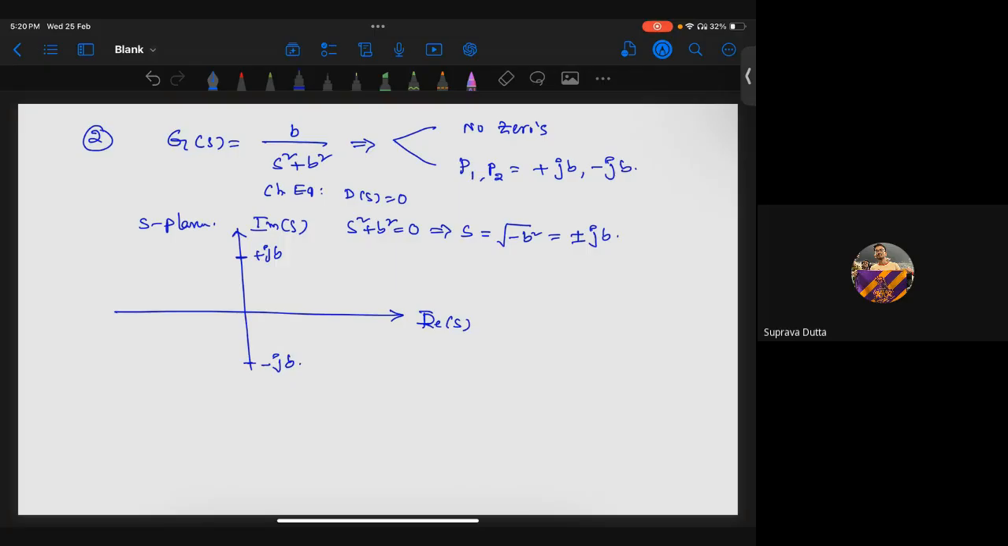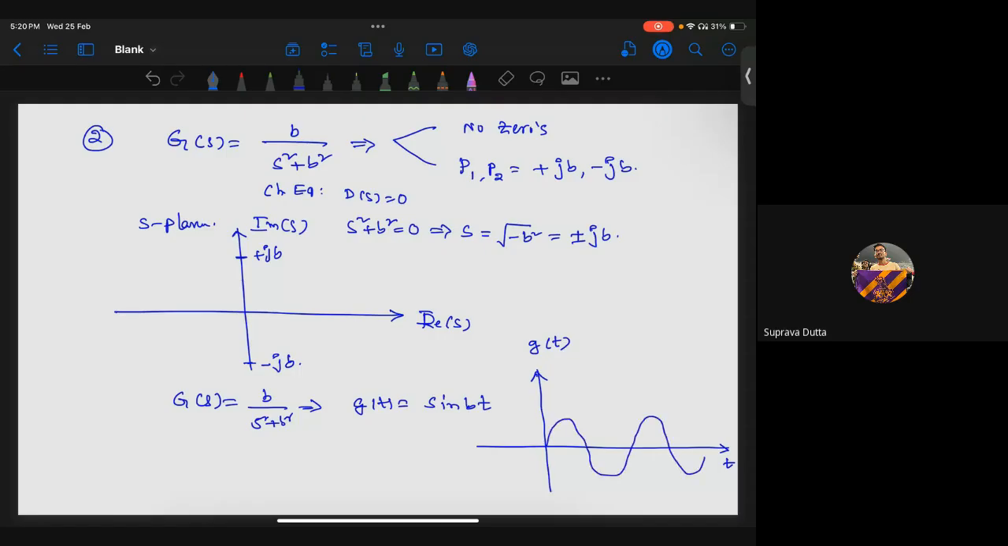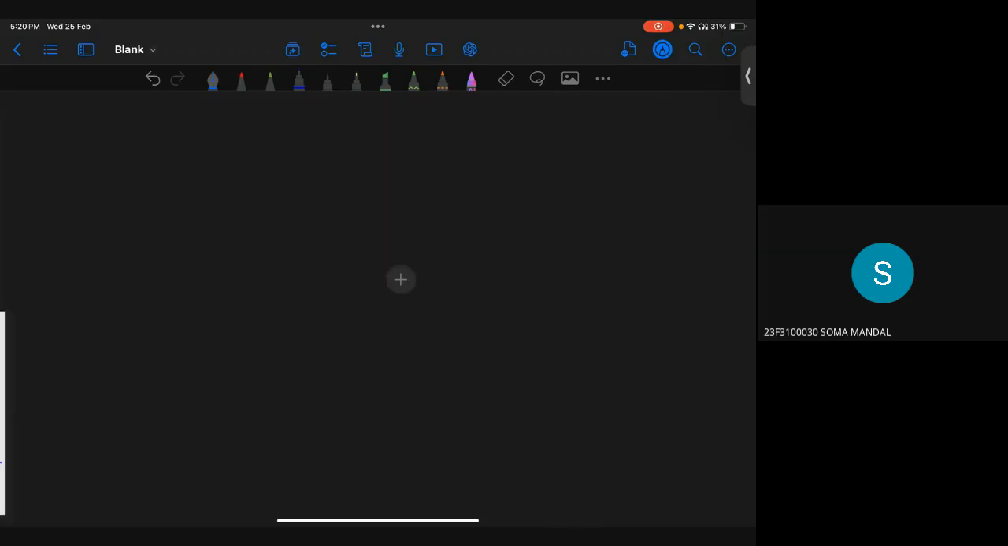Now again, for g of s equal to b by s square plus b square, if you plot g of t, what is it? That's going to be sine bt, correct? That is the Laplace transform of sine bt. Again, this is t, this is g of t. How does it look? It looks like a sinusoidal function. Yes, sir. So when the poles are on the j omega axis, this function becomes sinusoidal. Now let us take one more.